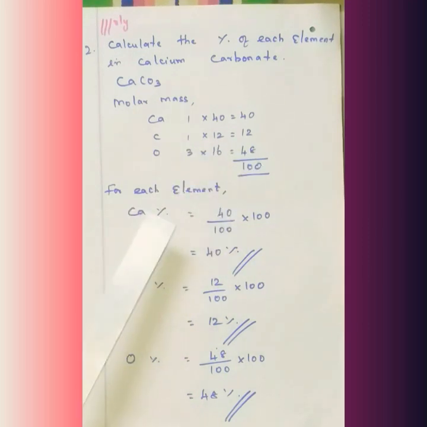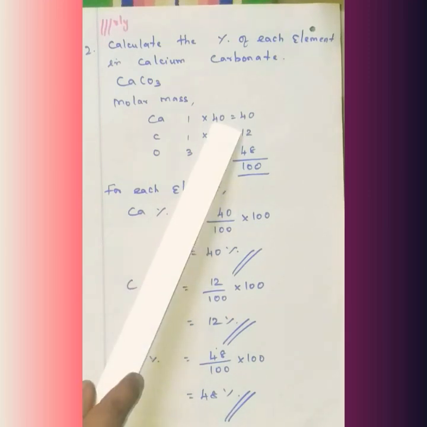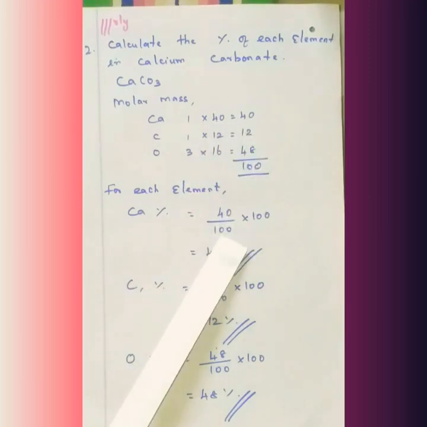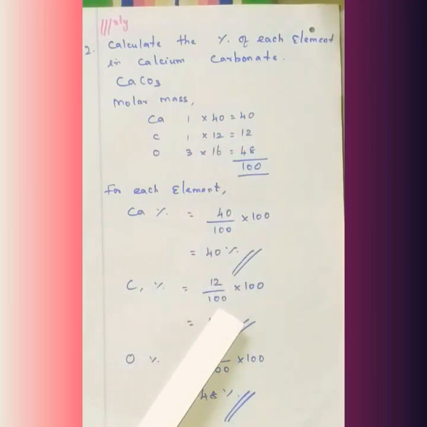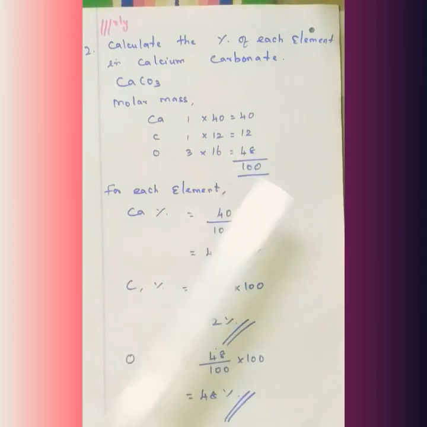Now we are going to find each element's percentage. First calcium. Calcium percentage equals 40 divided by molar mass 100, into 100. So this is cancelled, and we get 40 percent. For carbon, 12 divided by 100 into 100. This 100 is the molar mass, and this 100 is for percentage. So totally 12 percent. For oxygen, it's 48, so 48 by 100 into 100, we get 48 percent. So this problem is also very, very important.